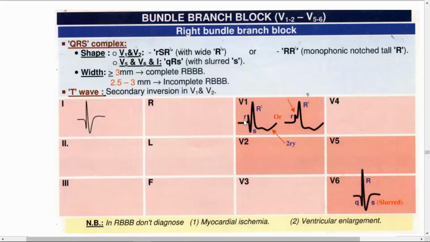Regarding the right bundle branch block, in V1 it will be one of two patterns. R, R dash. R is the first positive, S is the negative after the positive, and R dash is the second positive. S means a negative deflection below the isoelectric line. If there is a negative deflection but not below the isoelectric line, there is no S, so it will be R dash.